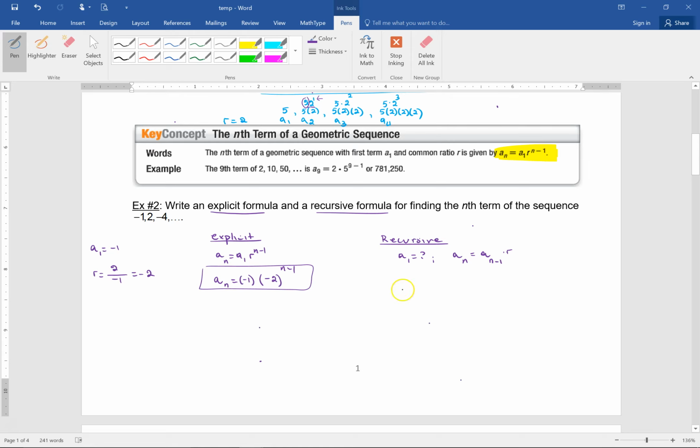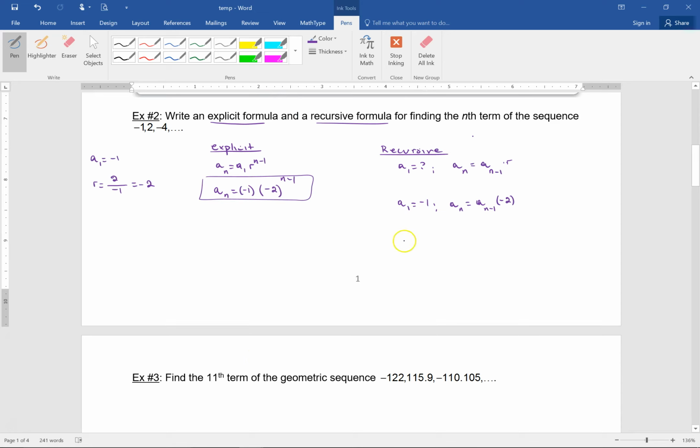Now, for this particular sequence, a1 is what? Negative 1. So an is the previous term times negative 2. Okay? But we have to clean that up a little bit. So we say simply that a1 is equal to minus 1 and an is equal to negative 2 times a sub n minus 1. Okay? That's how the recursive formula looks. It's a subscript. This one is a subscript. It's like the a that comes right before.